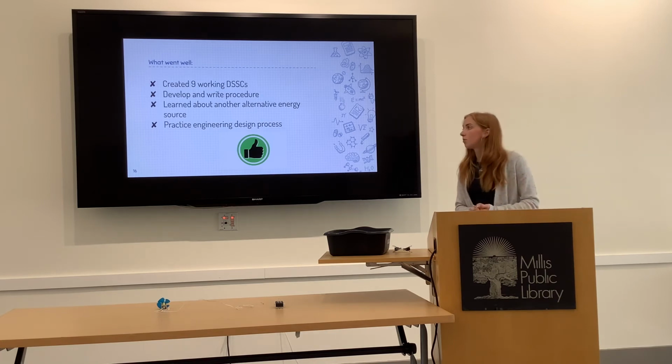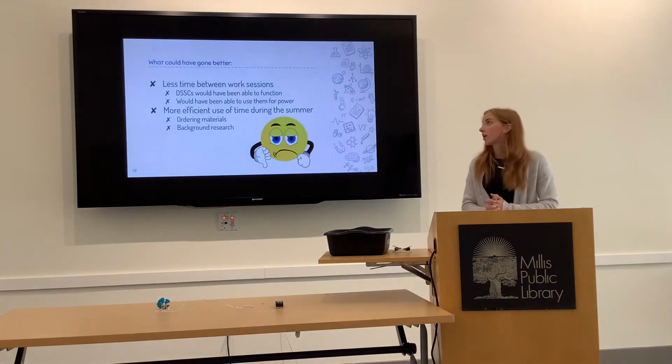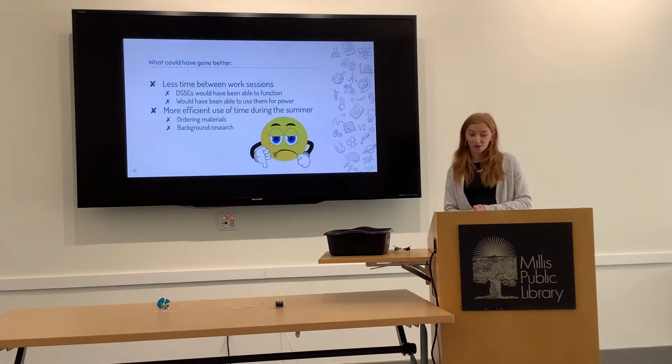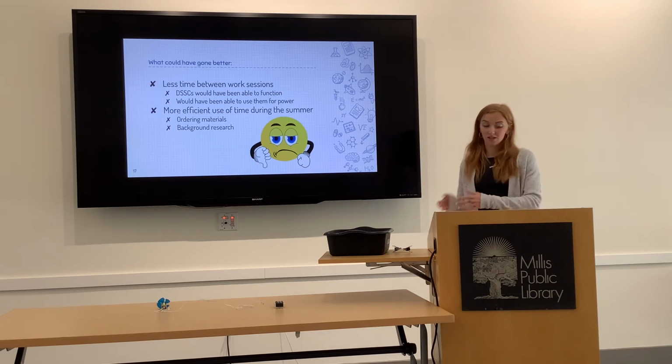I also was able to practice the engineering design process in an independent way like I had hoped to, and see how all of those steps work and work it out myself. So what could have gone better? Definitely having less time between work sessions. This would have made my solar cells be able to actually function as a power source, and would have allowed for the blackberry juice to continue functioning.